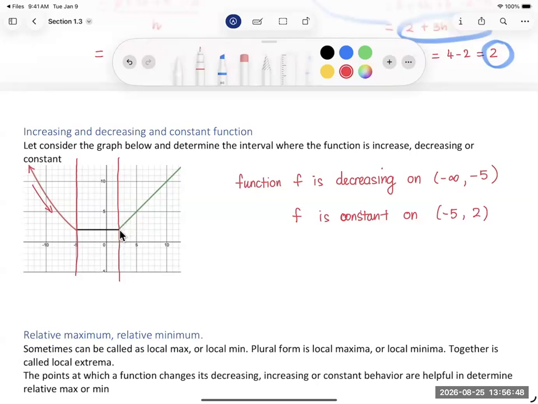Now, move on to the third one. We have the green color one. The green color one looks like it's going up from left to right, right? The value starts from 2 on the y, and then becomes 5, and then becomes 10. So the y value is going up on what x value? On 2 to infinity. So f is increasing on 2 to infinity. Okay, so this is how you determine whether the function is increasing, decreasing, or constant.